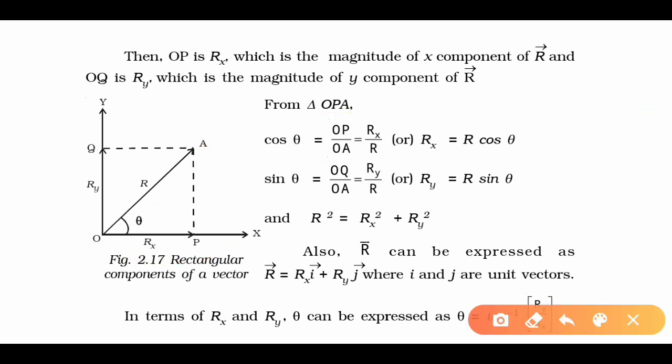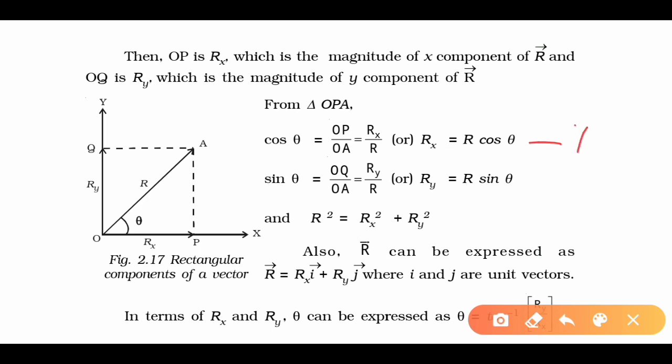Similarly, we can find the value of sin theta. Sin theta will be equal to QO upon OA. Clear? So again we know that OQ is equal to Ry and OA is equal to R. Replacing the values, we get sin theta equals Ry upon R, and Ry equals R sin theta. Clear?